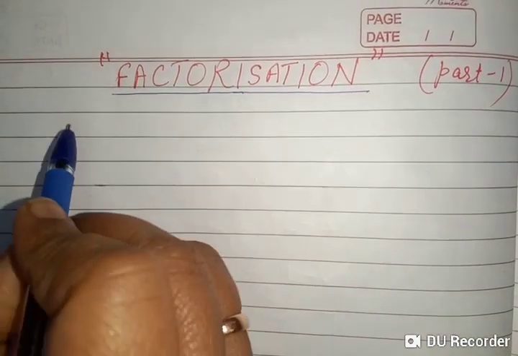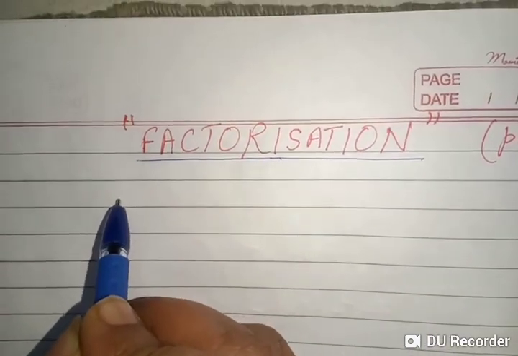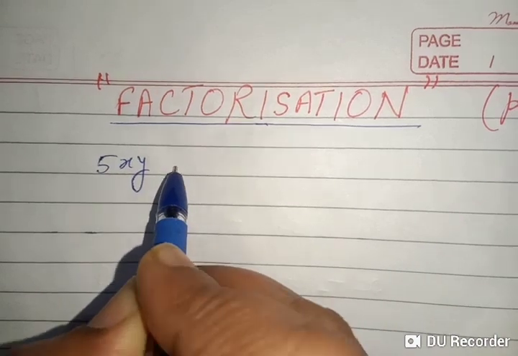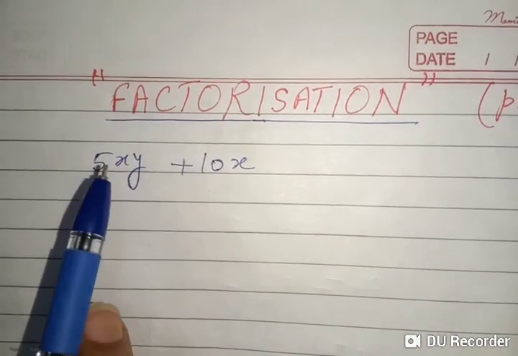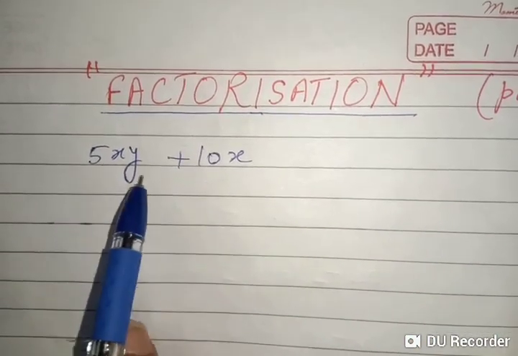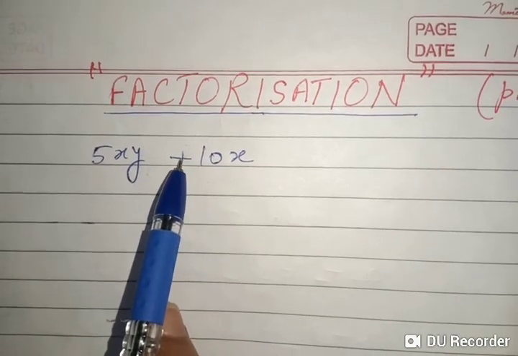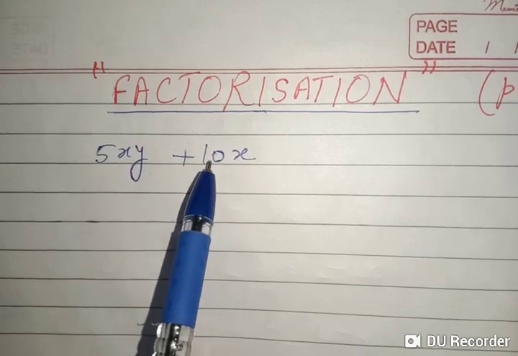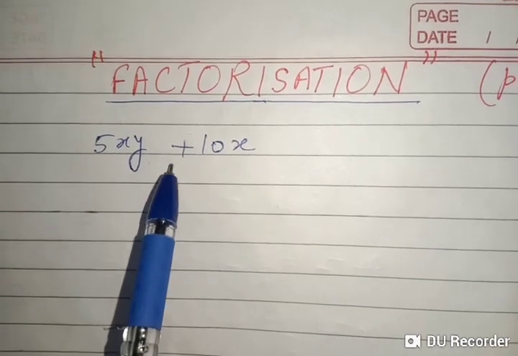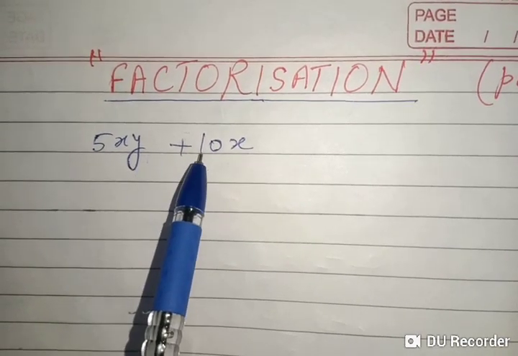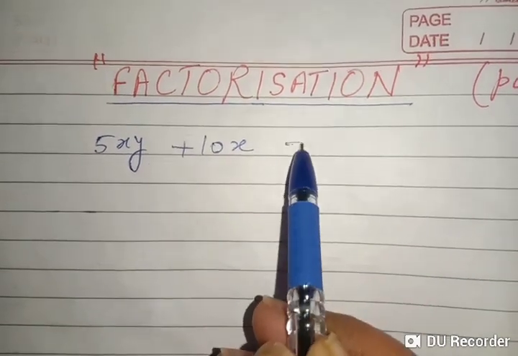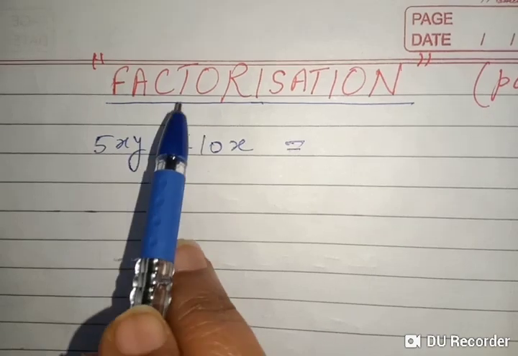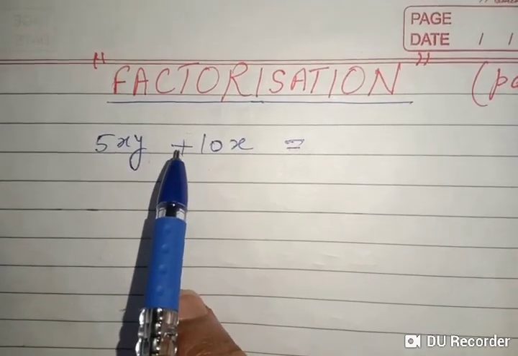The meaning of factorization is that if I write an expression, suppose 5xy plus 10x, these two terms are joined together with plus. The meaning of factorization is to convert this addition expression, or I can put a subtraction sign here also, into the terms of product, in the terms of factors, in the terms of multiplication.